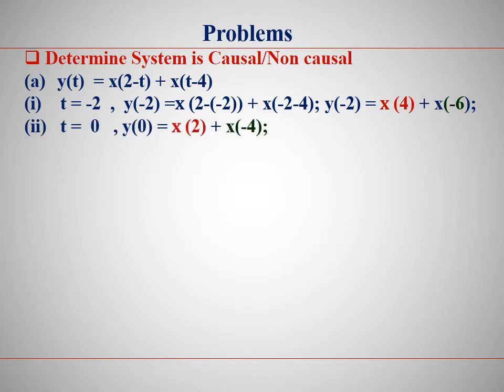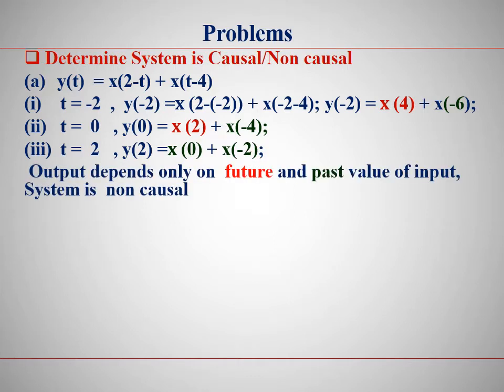Next, let us substitute t = 0. When t = 0, y(0) = x(2) + x(-4). Again, we have a future input and a past case. And the last case is t = 2, y(2) = x(0) + x(-2). Hence, in this case, both depend only on the past. Still, since we have cases where the output depends on the future, we would say that the system is non-causal.